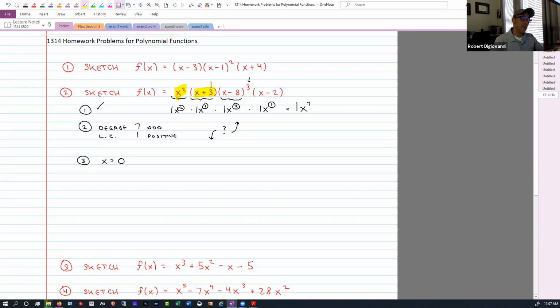Then we look at the next factor, which is x plus 3. We set that equal to 0. Now, I'm not going to show that step, but what I'm doing is setting x plus 3 equal to 0, subtracting 3 from both sides. So x is negative 3. That's our next intercept.